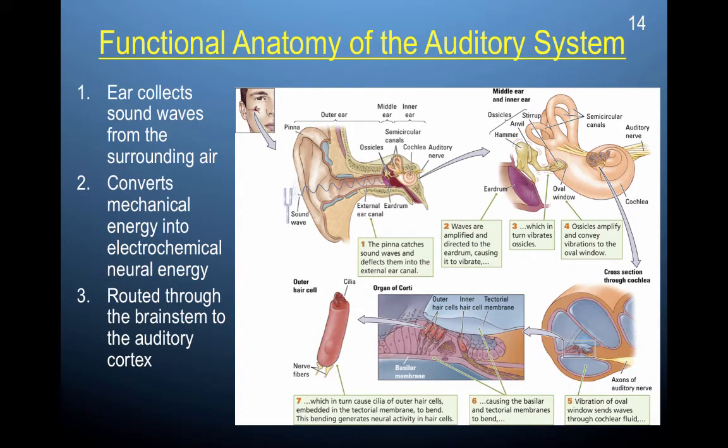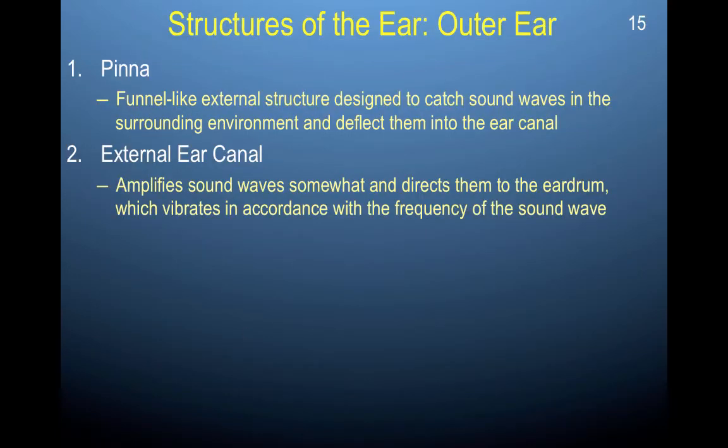And if you want to think about how these cilia function, if you've ever seen how kelp waves along with the tide, as the tide goes in and out, that's kind of what happens with these cilia. They are up here, and as this moves, the cilia move, and as the cilia move, they bend, and this generates an action potential. And in this way, it is converted to electrochemical neural energy that is routed through the brainstem to the auditory cortex.